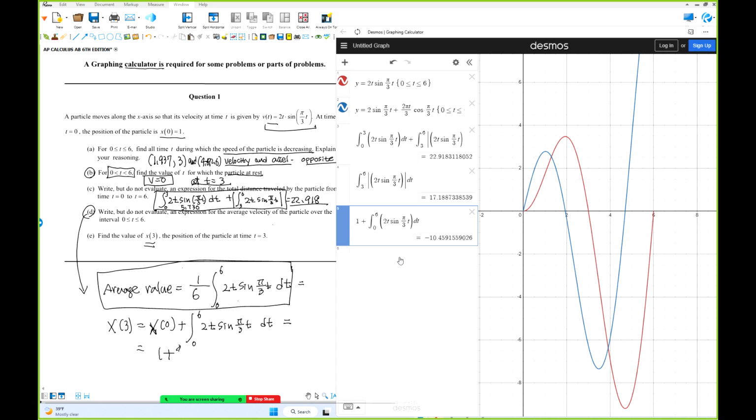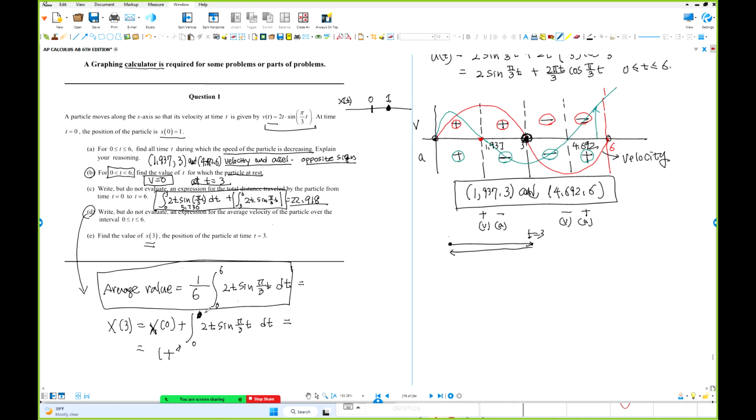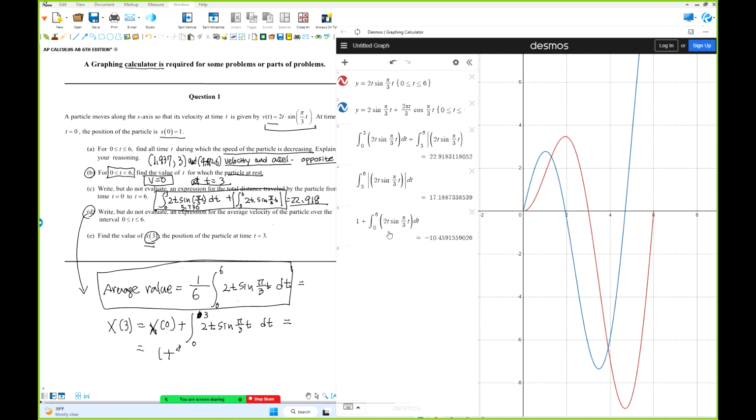Two t sine pi over 3 t. Check. 1 plus. Oh, that is not 1. That is every value. That's true. x of 3 equals 0 plus, that is 1, 2, 3, right? Because that is a times 3. Okay, we did it wrong. Up to here, the change up to here, right? Okay, 3. Between 0 to 3, okay? So this was 0 to 3 only.